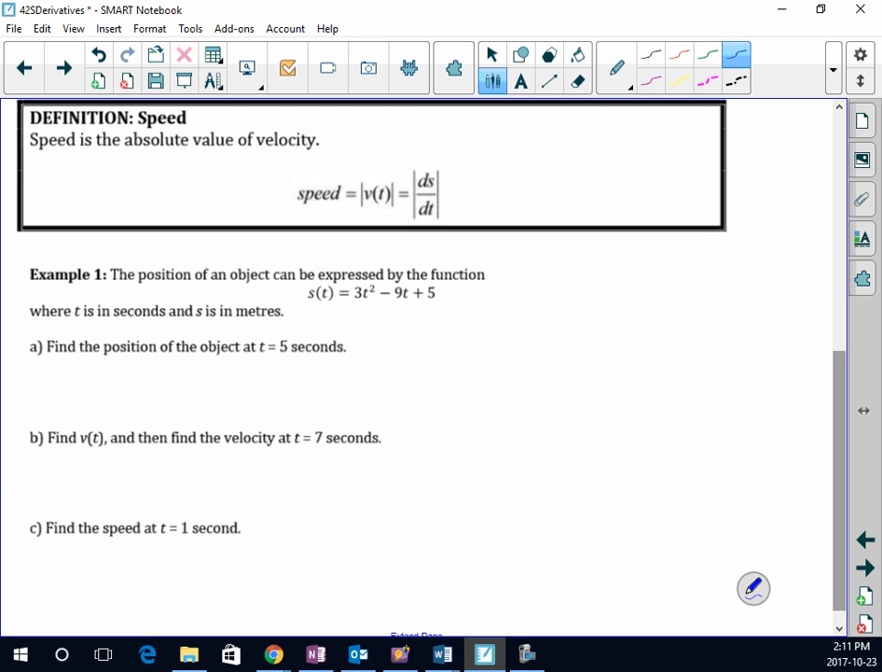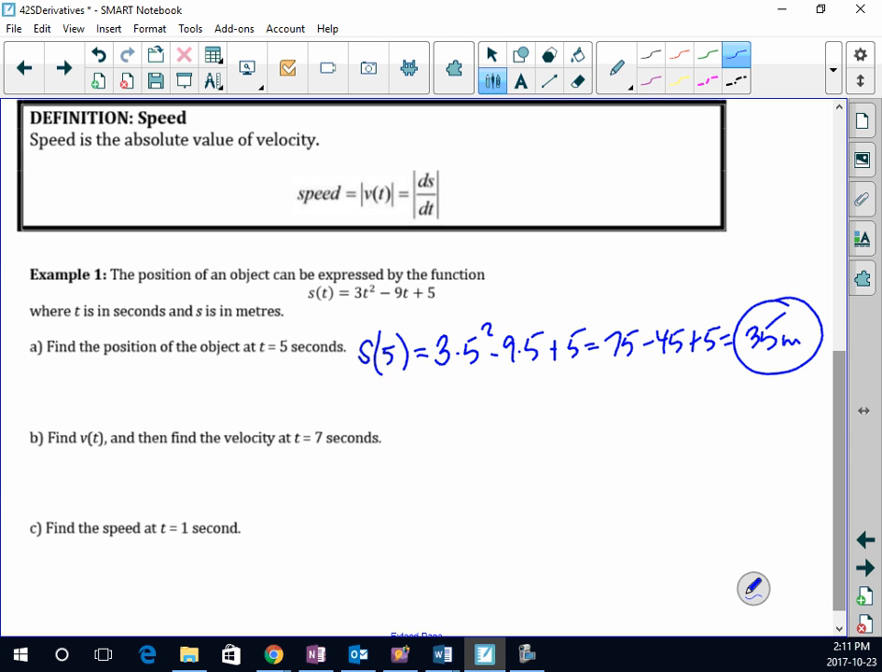So if I want the position at 5 seconds, I'm finding s of 5, which would be 3 times 5 squared minus 9 times 5 plus 5. So 25 times 3 is what? 75 minus 45 plus 5. Do you get 35? And what's the units there? Meters. Okay, find v of t.